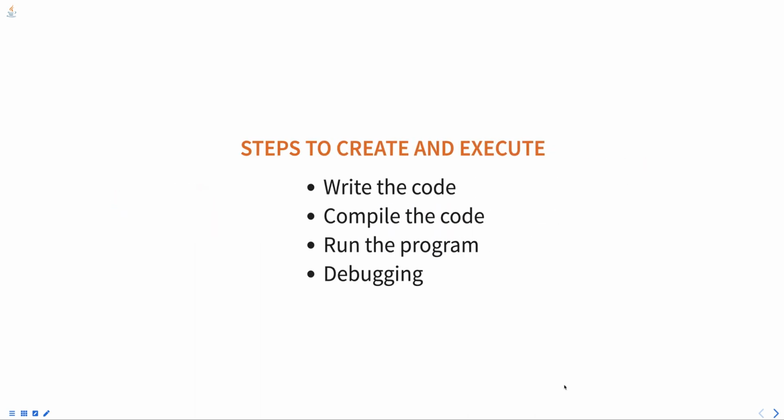Creating and executing a program in Java typically involves the following steps. Writing the Java code for the program using a text editor or an integrated development environment, IDE, such as Eclipse or IntelliJ IDE. The code must conform to the syntax of the Java programming language and should be saved with a .java file extension.